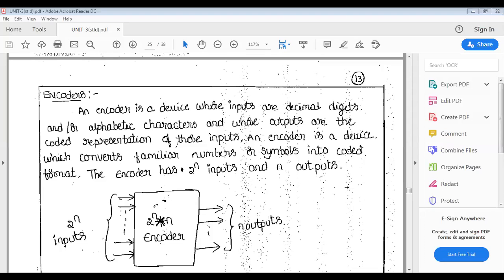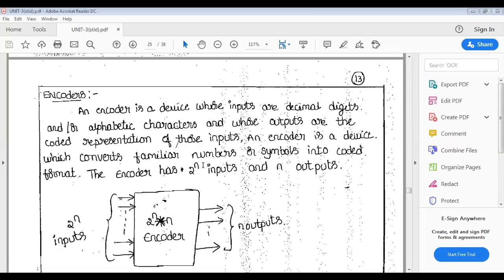The encoder is a device whose inputs are decimal digits or alphabetical characters, and whose outputs are the coded representation of those inputs. An encoder is a device which converts familiar numbers or symbols into coded numbers or symbols, that is, into coded format.